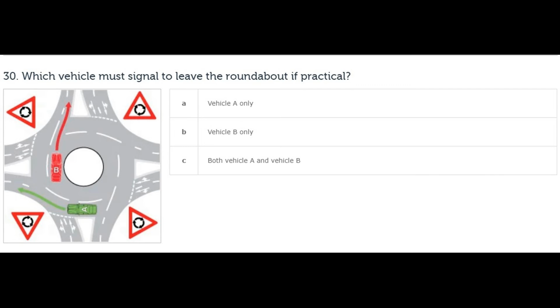Question 30. Which vehicle must signal to leave the roundabout if practical? A. Vehicle A only. B. Vehicle B only. C. Both vehicle A and vehicle B.